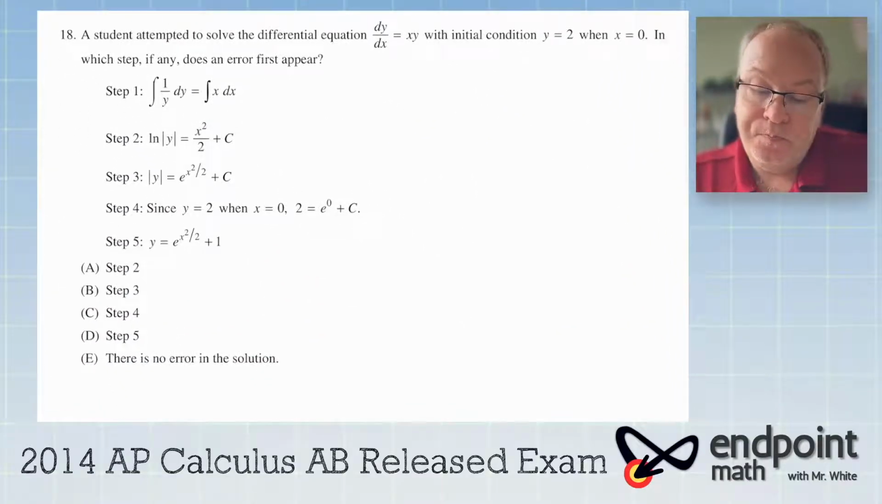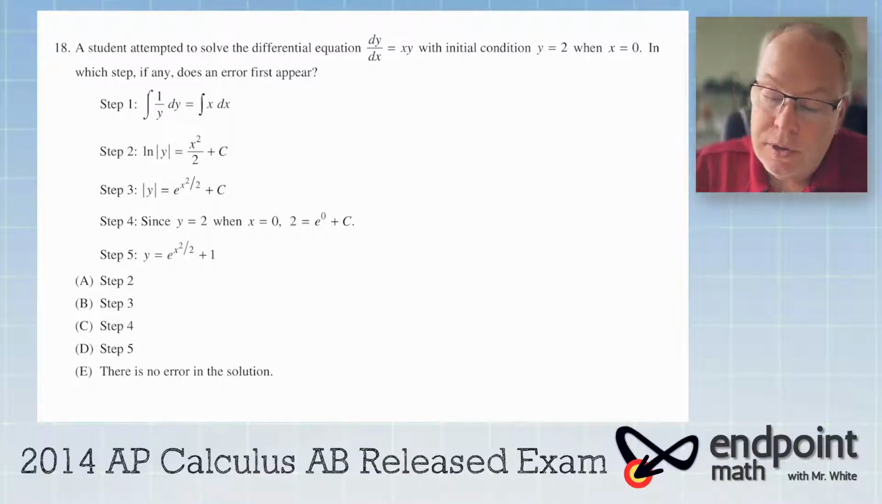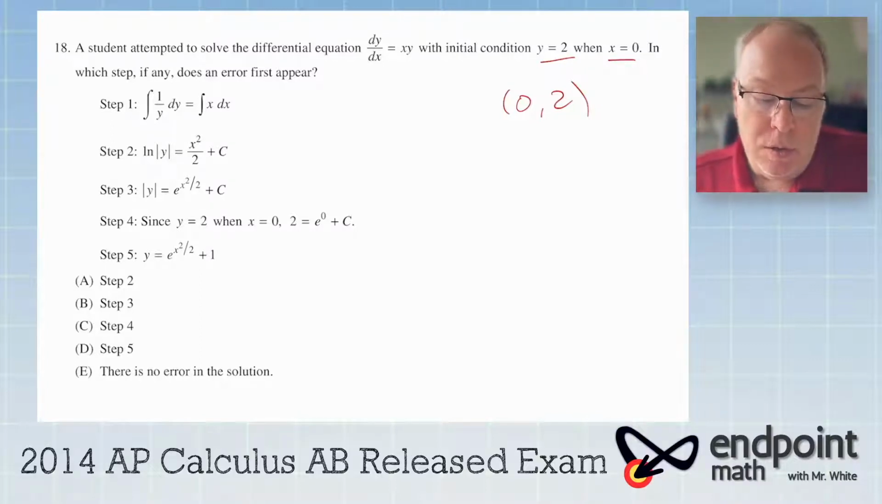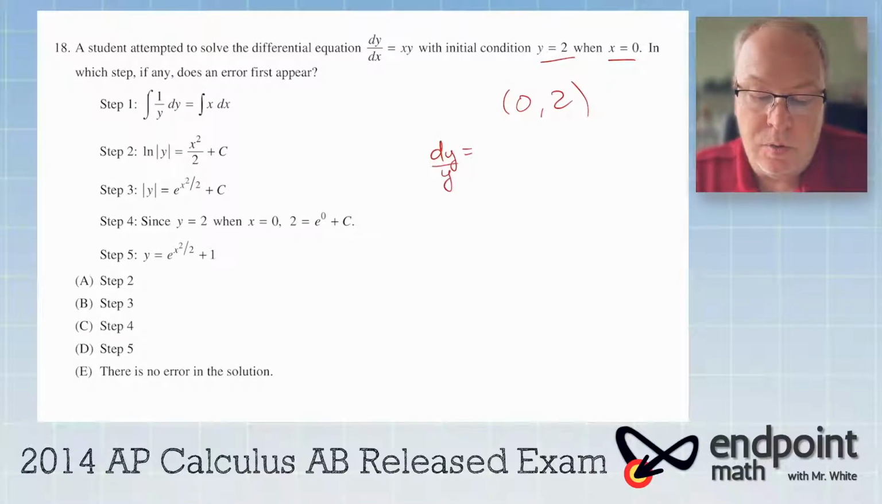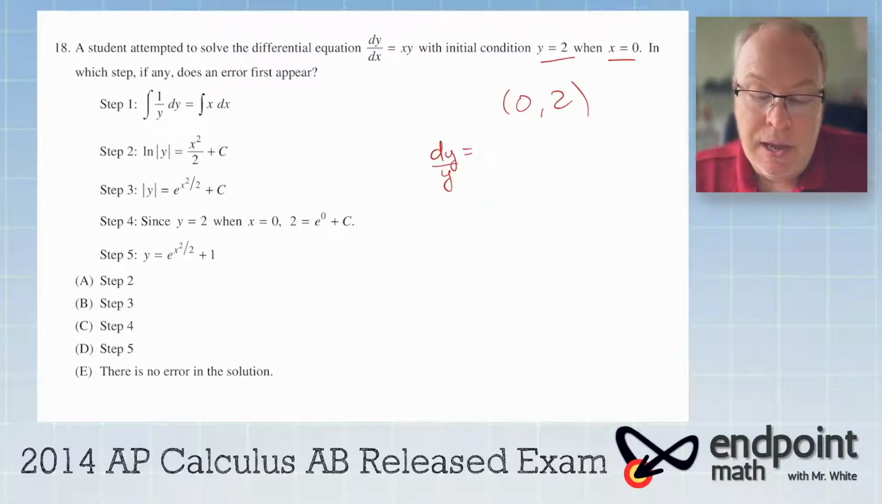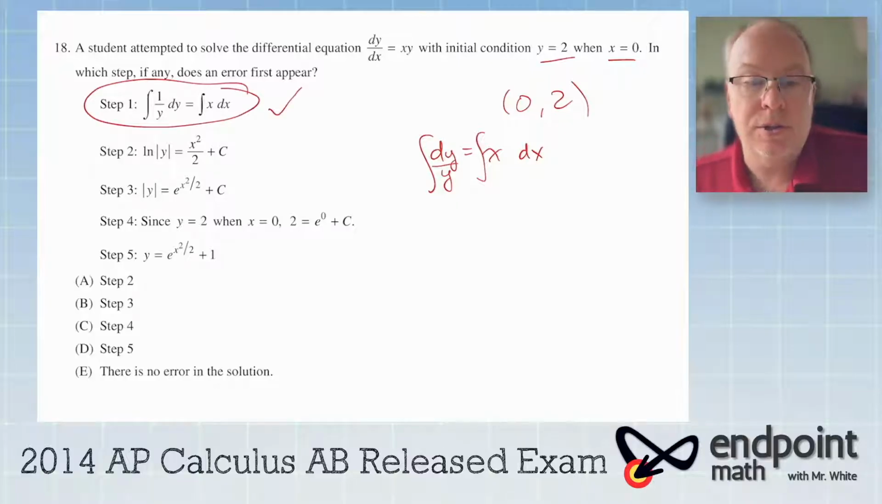Number 18. A student attempted to solve this differential equation with the initial condition 0, 2, for example. At which step did they mess up? So remember, when you solve a differential equation, you separate the x and y. So the y goes over with the dy by dividing both sides by y. That's why it landed on the bottom. And on the right side, I end up with x dx. And then you're going to take the antiderivative. And that's what they've done there. And that all looks good.